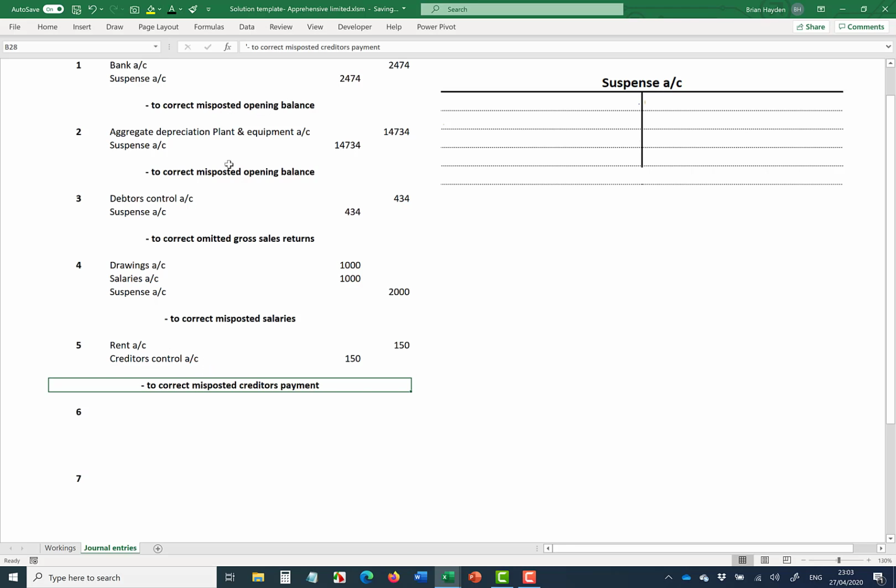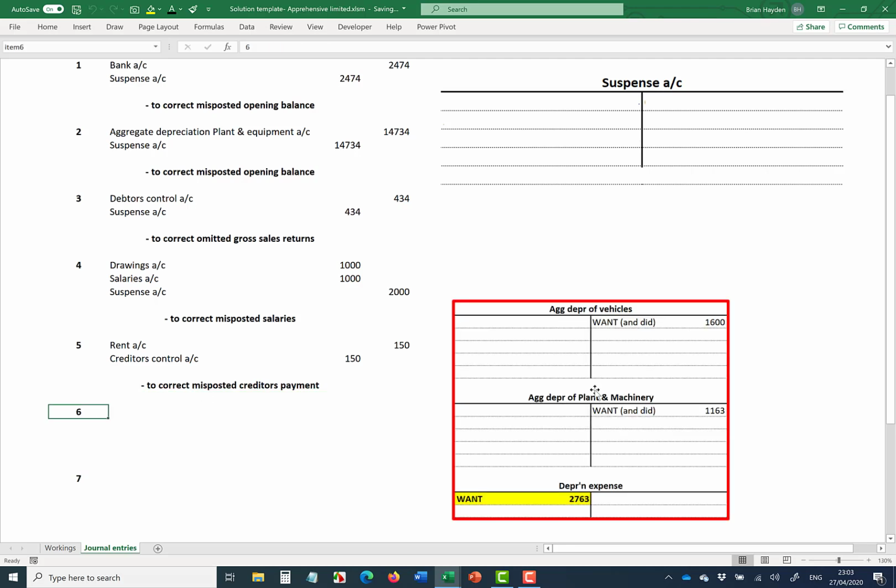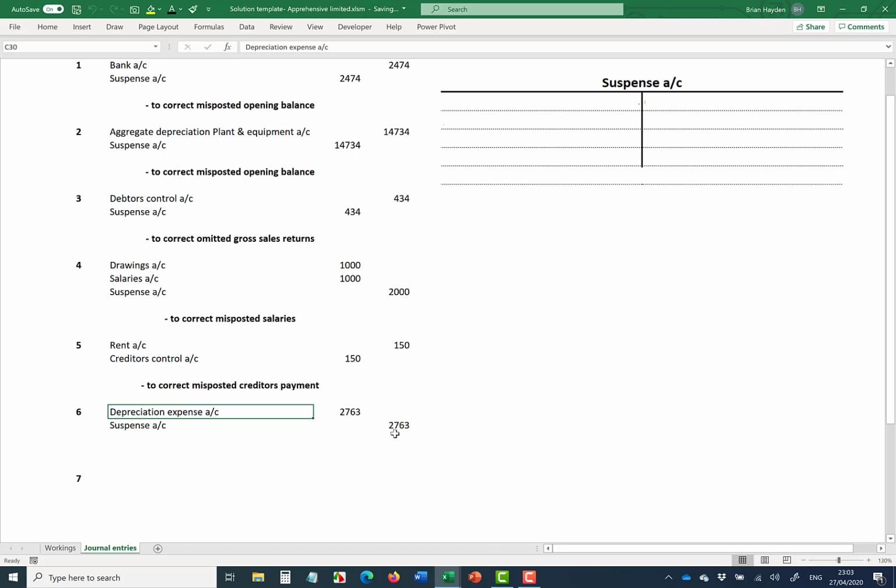And I also, for each journal entry, I have a very, very brief description describing the reason for the journal entry. So again, you can keep it very, very short. You don't have to get into flights of fancy or essays or anything like that. Item 6, this was the omitted depreciation expense. So you can see that what we need to do is we need to debit depreciation expense. These were correctly dealt with, the aggregate accounts, and we're going to therefore credit the suspense account. Okay, so that's to correct omitted depreciation.